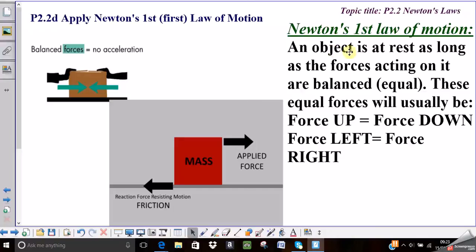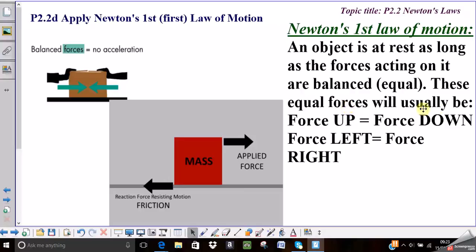Another situation, the object will be at rest. Like for example here we see two people are trying to push the crate, two hands are trying to push the crate. And on the bottom diagram we have a force that's trying to push a box. And then there is friction against the force. But if we look at the size of the arrows, left equals right, left equals right. So an object is at rest as long as the forces acting on it are balanced.